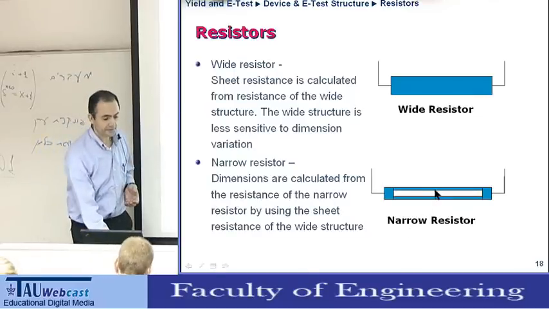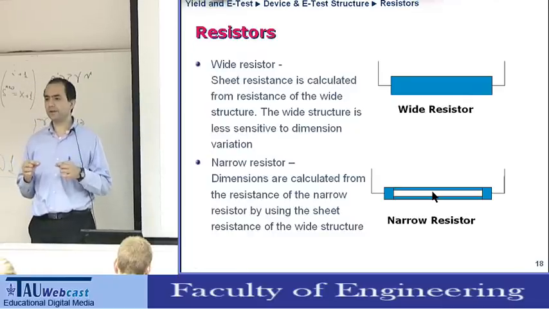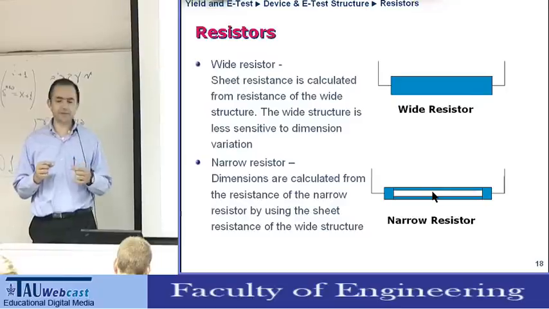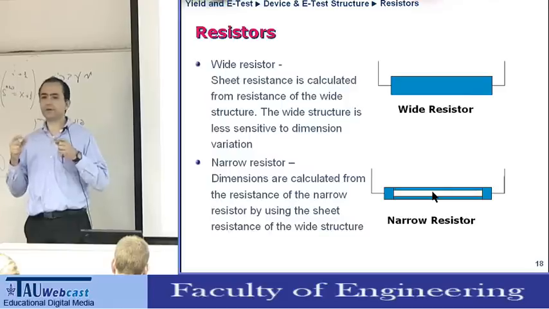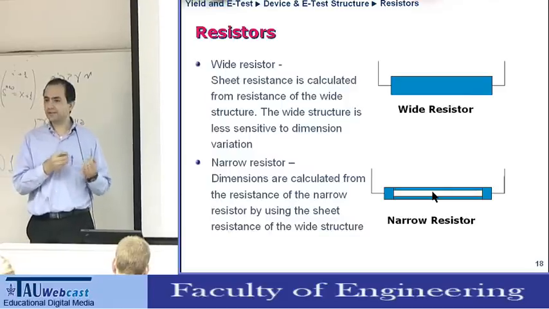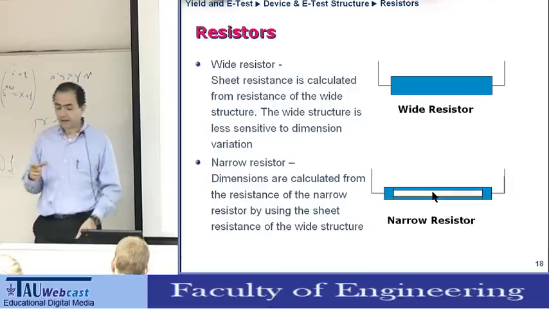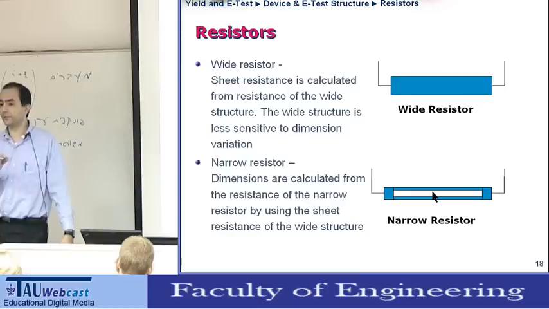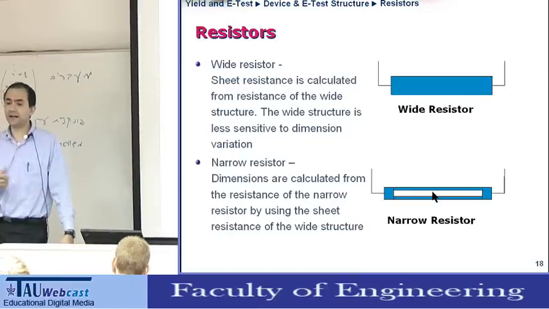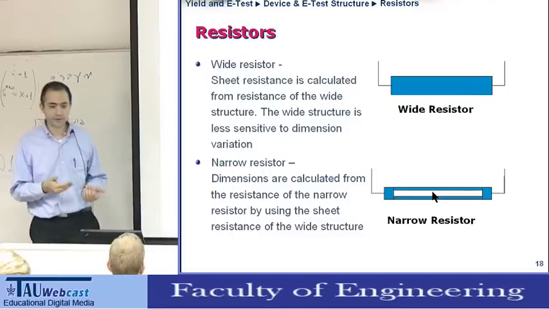A narrow resistor reflects also the lithography results. So if we try to make the resistor as narrow as possible with the lithography, small variations in the lithography will be manifested in the resistance. Okay, so the wide resistors allow us to check the resistance and bypass the lithography effects. The narrow structures allow us to magnify the lithography effects. And the ratio between them allows us to isolate what is related to the layer itself and what is related to lithography.